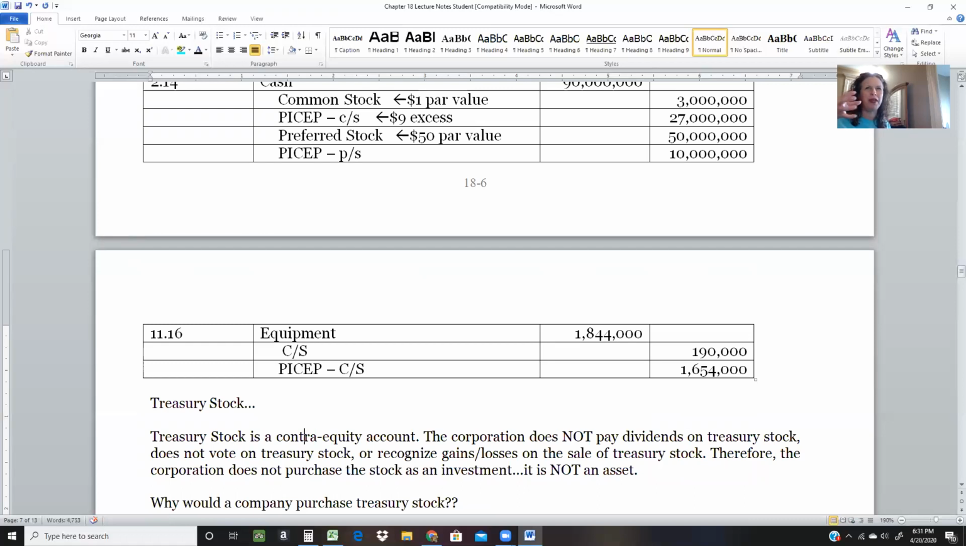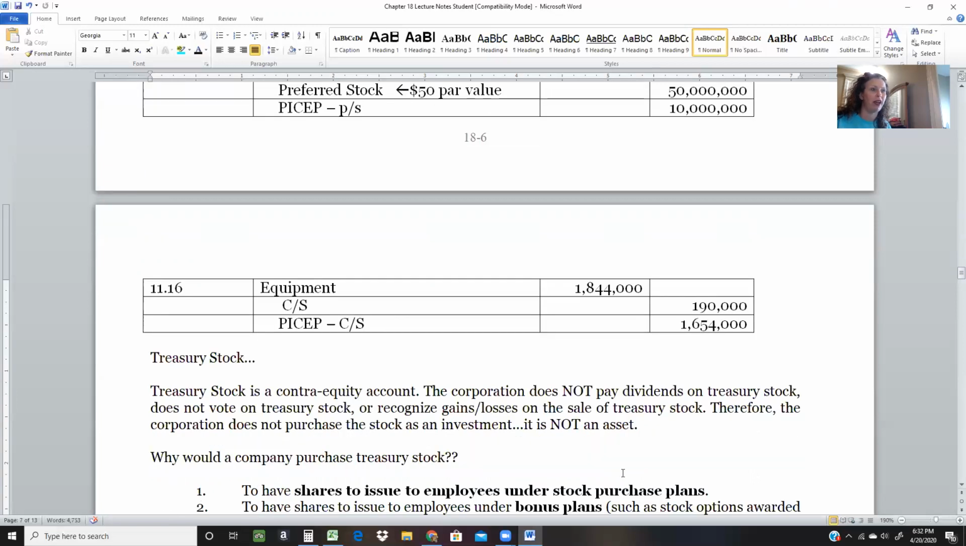One thing to keep in mind, the corporation doesn't pay dividends on their treasury stock. They don't get to pay dividends to themselves. That would allow you to manipulate your financials by removing shares from the market and then paying yourself a dividend to try to make things look better. So they don't let you pay dividends on treasury stock. You also don't get to vote, because you're removing votes, but you don't get a vote in yourself. And you don't get to recognize any gains and losses on the sale of treasury stock. A corporation does not purchase their own stock as an investment. It's not an asset. If you buy your own stock out of the market, it's a contra equity.